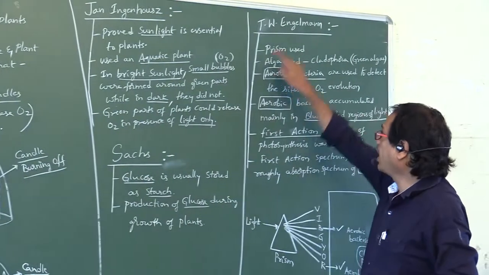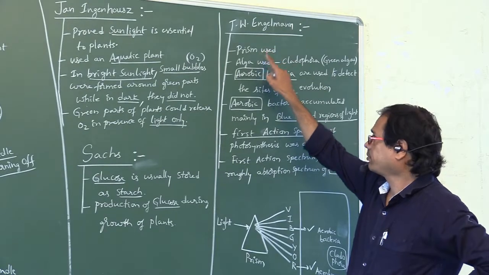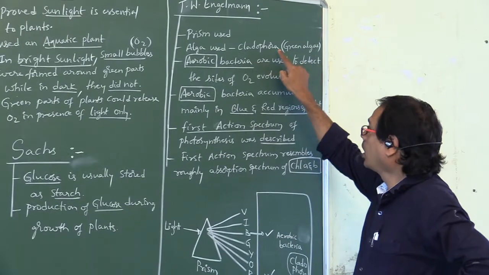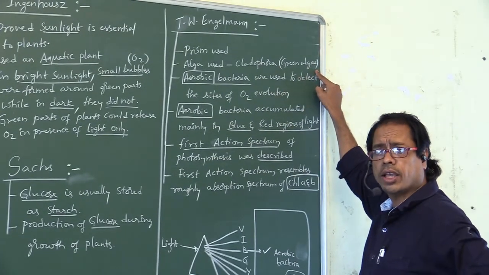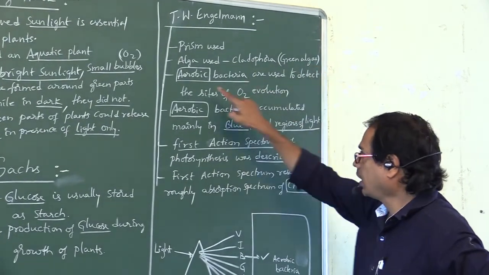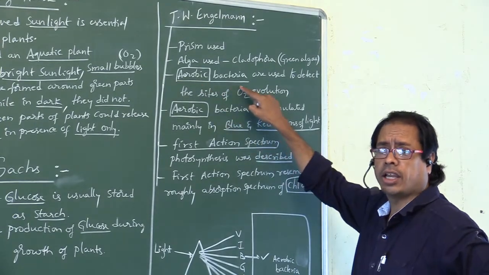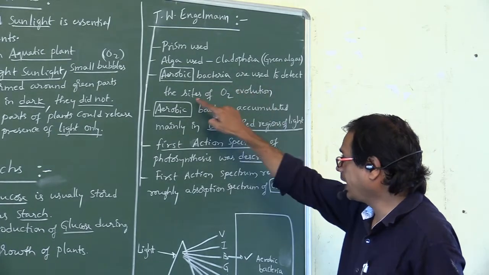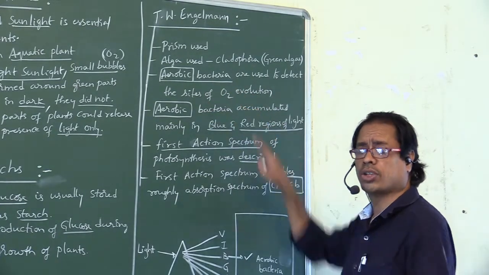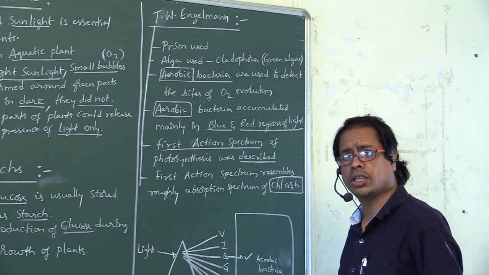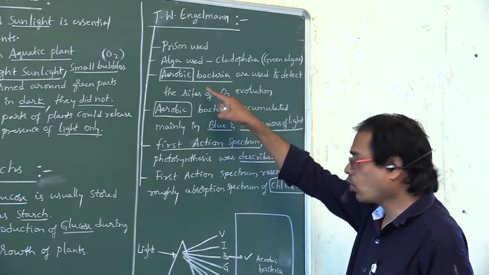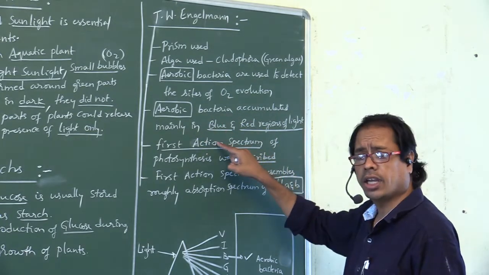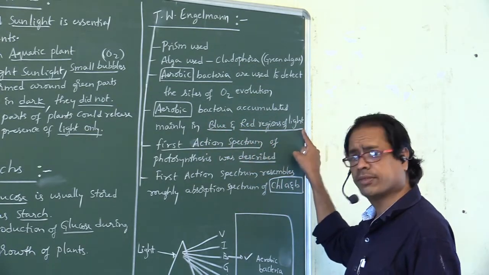T.W. Engelmann used a prism. The alga used is Cladophora, which belongs to green algae, that is chlorophyceae. He used aerobic bacteria. Don't say anaerobic bacteria. He used aerobic bacteria to detect the sites of O2 evolution. The bacteria used for detecting O2 evolution are aerobic bacteria.